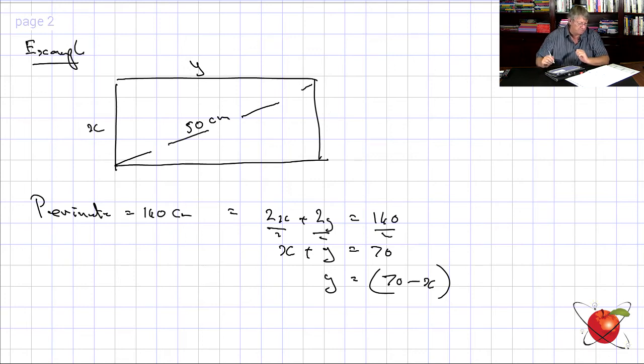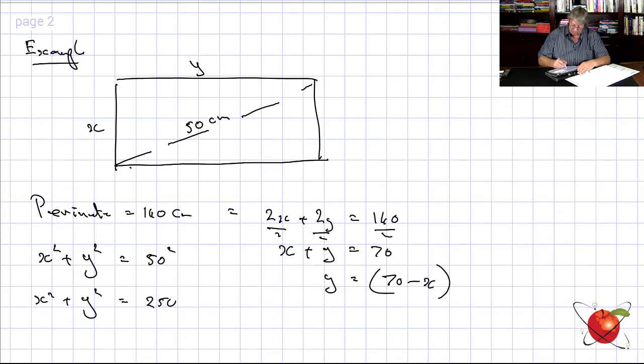Then they want to know, calculate the length and width. Now, hang on, how do we do that? Well, we've got another piece of information. The other piece of information is the diagonal. Let's have a look. Can you see that x squared plus y squared is going to be equal to 50 squared? So therefore we say x squared plus y squared is going to be 50 squared, which is 2,500.